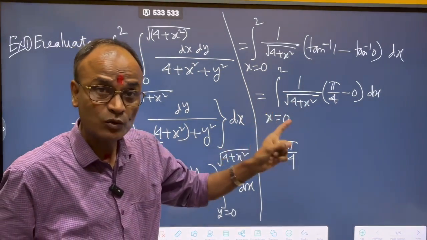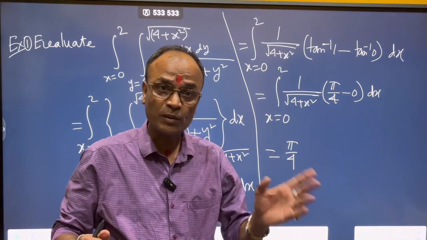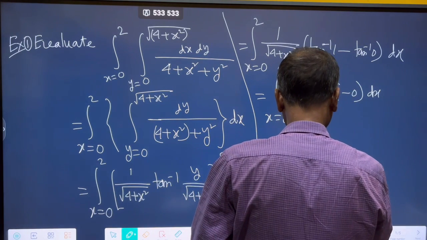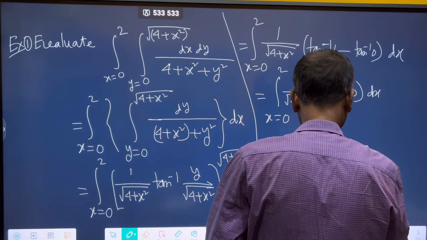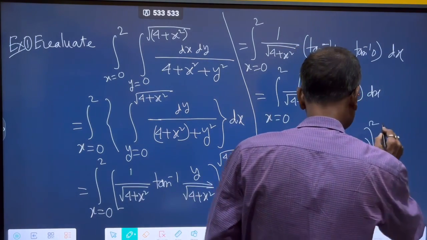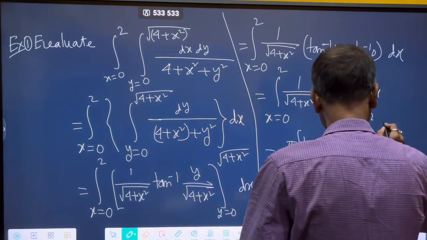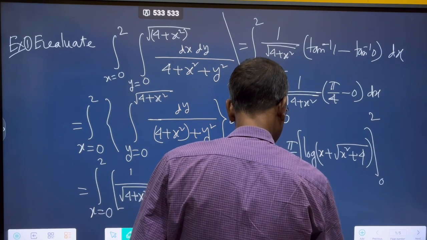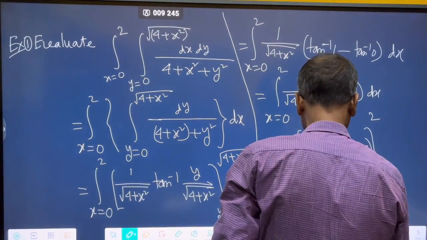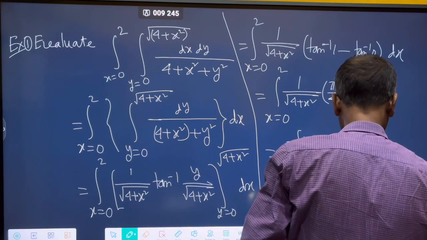What is this integration? 1 by root over x square plus 4 is equal to log of x plus root over x square plus 4. This is pi by 4 times log of x plus root over x square plus 4, from 0 to 2. So this is equal to pi by 4 log of 2 plus root over 2 square plus 4, minus log of 0 plus root over 4.